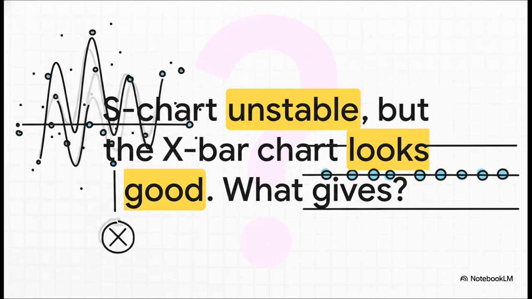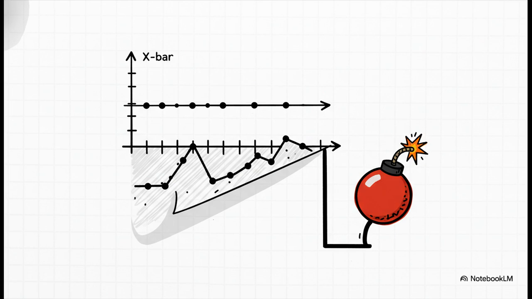Okay, now for a trickier one, but it's just as important. You might run into a situation where your S chart, your variation, is totally out of control. Points are flying all over the place. But the X-bar chart, for the average, looks perfect, just hugging that center line. So what's going on? Can you just ignore that messy S chart? No way. In fact, that's one of the most dangerous signals you can possibly see.